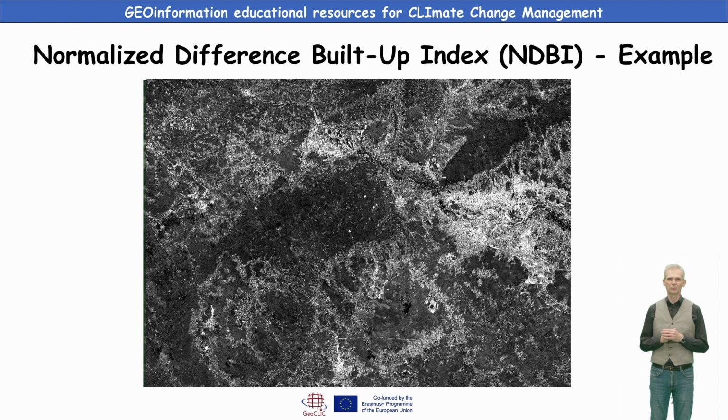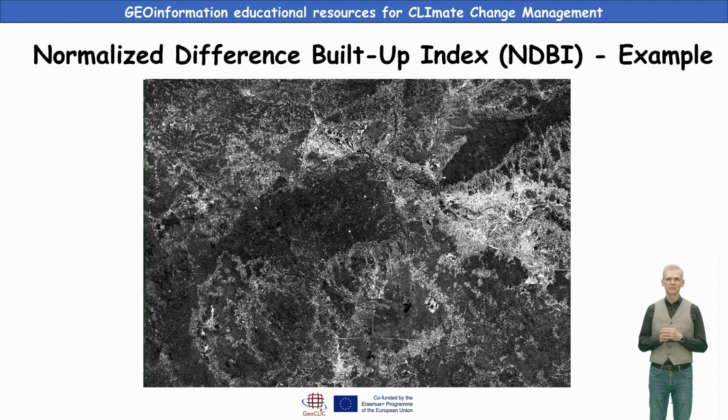Although it was primarily developed for the Landsat thematic mapper sensor, it can be calculated with any multispectral sensor with a shortwave infrared band between 1.55 to 1.75 micrometers and near-infrared between 0.76 to 0.9 micrometers. Here it is also about normalizing the ratio, but now of the shortwave infrared and near-infrared channels.